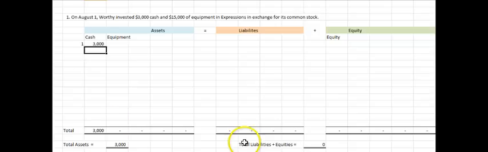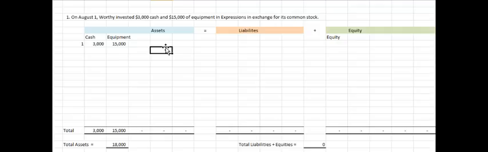Remember, our accounting equation is not in balance because we have not entered the rest of the transaction. Along with that 3,000 cash, we received $15,000 of equipment. We had no equipment. Now we have 15,000, so our equipment also increased by 15,000.